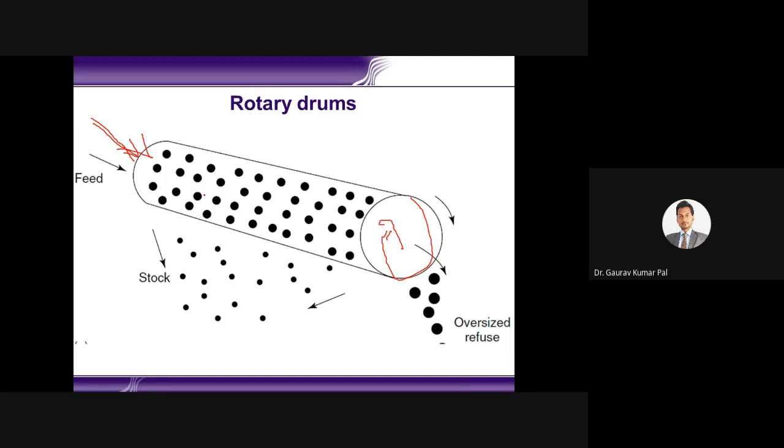It will come out. So the maximum amount of the small contaminants we can remove with the help of the rotary drum methods. Okay, and it has high efficiency as compared to the normal type, without rotary type, or perforated bed type of methods. Whatever the oversized material will be there, which could not pass that screen, that will come out, and that is our desirable product here.